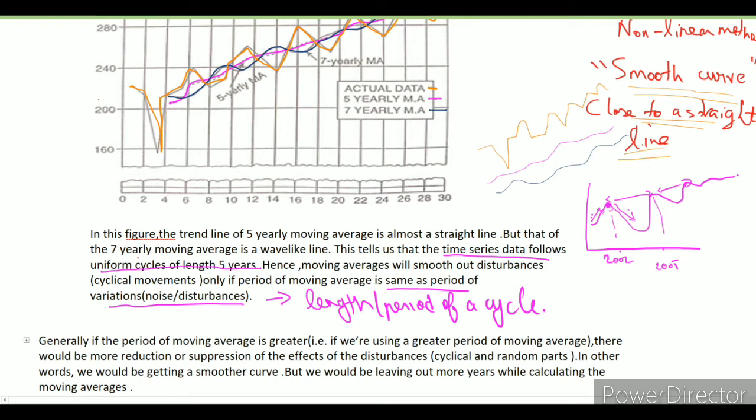So we notice that we have a peak in 2002, 2005, and the difference between 2002 and 2005 is 3 years. Let's say we have another peak in 2008. So the difference between this and this is another 3 years. So on average, we have a cycle of 3 years. Now, okay, let me go back to this example.